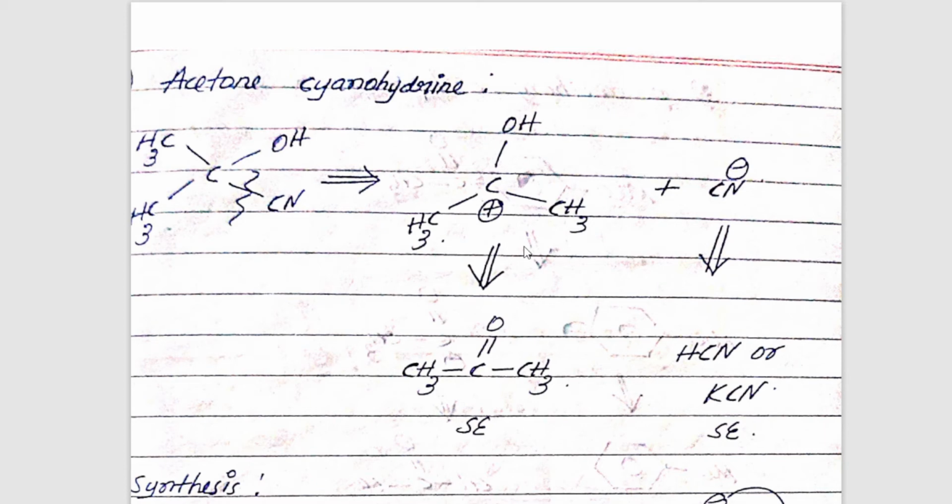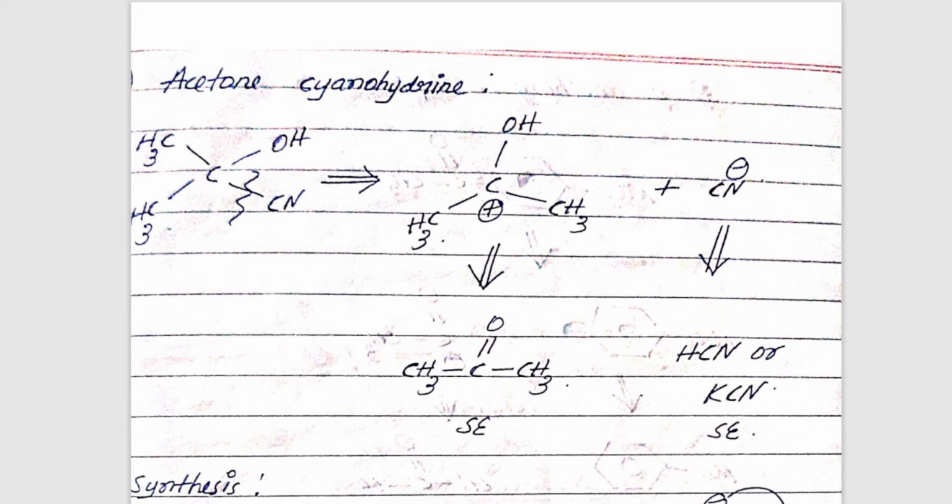Now what you have to write? You have to write its synthetic equivalent. So what do you get? CH3, C double bond O, because here carbon should have maximum valency of 4 and here carbon has only 3 valency. So you can shift the bond between OH, between the carbon and oxygen. So ketone is its synthetic equivalent, and to get CN minus you can have synthetic equivalents like HCN or KCN.